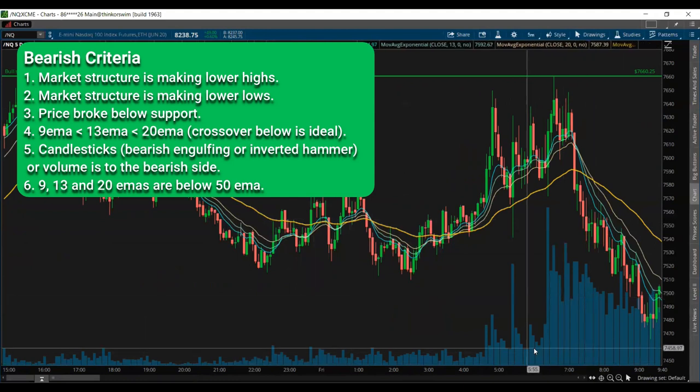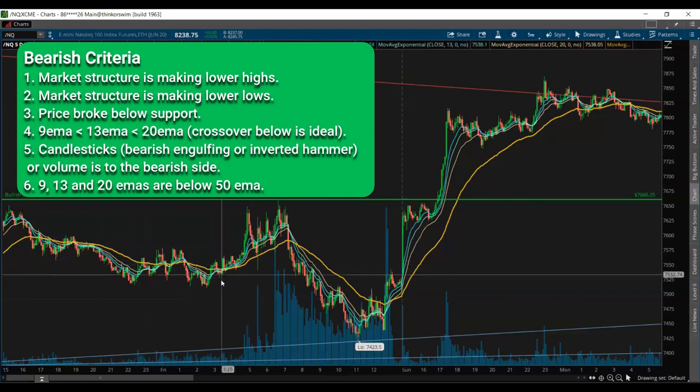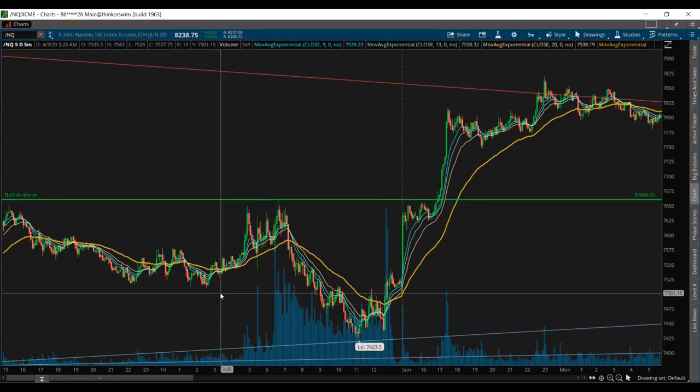So you want to see a crossover, typically to the downside, on these EMAs for the bearish setup. And for the candlesticks, you want to see a bearish engulfing, an inverted hammer, or a shooting star. Also, you want to see volume confirming once support breaks. The last rule, there are six rules in my checklist that need to be met in order to take this bearish trade, and that is the short-term EMAs, the 9, 13, and 20, are below the 50 EMA. Okay. I have a bearish setup here.